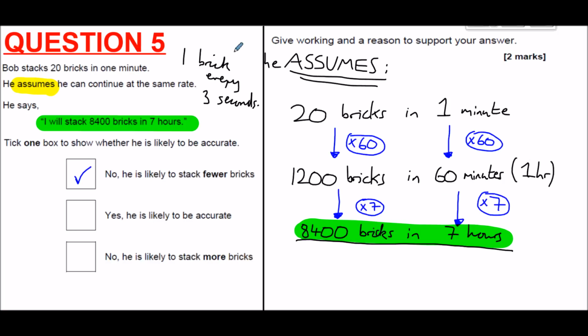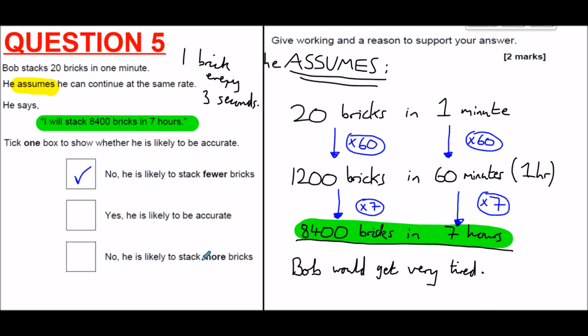So here's some working out, and you could put just another closing statement to back you up, like something to say, Bob would get very tired, or something like that. There's 1,000,001 reasons why he couldn't keep up that speed of working.